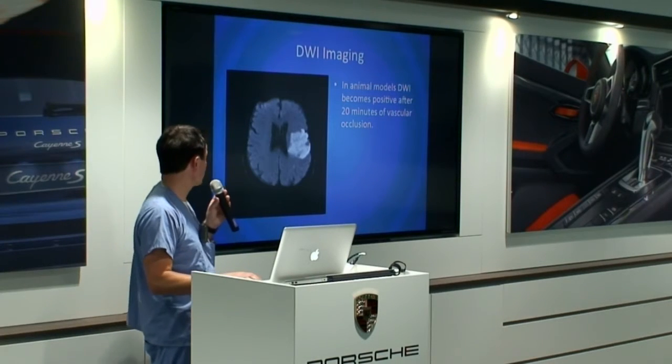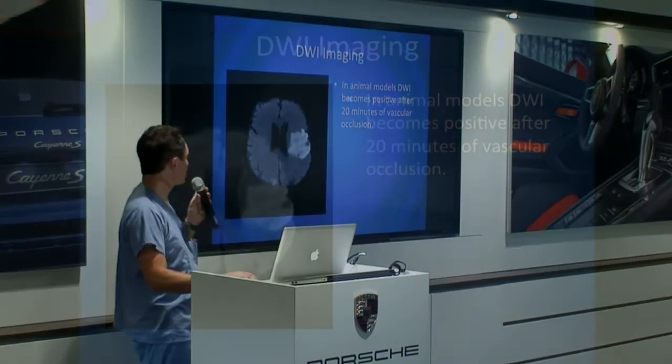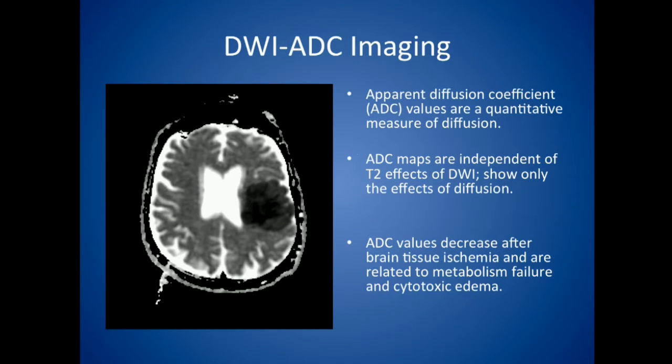It's not moving freely. And this is not just a qualitative measure. We actually have quantitative data that we can get from these images that show you exactly how much water is moving in what direction. And again, this is basically an ADC map, so it's the correlate to diffusion-weighted images, and the ADC values decrease with brain tissue ischemia, and this is directly related to the cytotoxic edema, and I'll explain that.